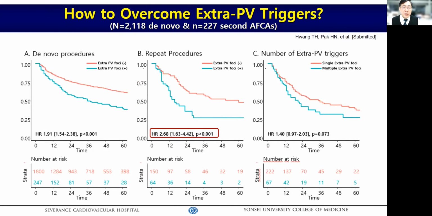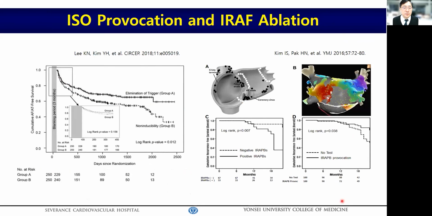As we expected, the rhythm outcome was worse in patients with extra-PV triggers in both de novo and repeat procedures, and it was even worse in patients with multiple extra-PV triggers than in those with a single trigger.